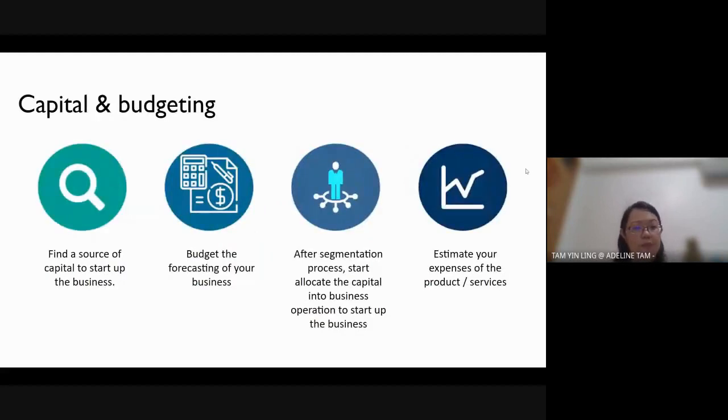Next, we look at the capital and budget. After we decide who the customers are and what product ideas I already have, now I want to see whether I have the capital to start up the company, or if I already have a company, whether my company can come up with a budget to provide a new product or service, and whether the product provided by my business is suitable for the customers. So after the segmentation process, start allocating the capital into the operation.